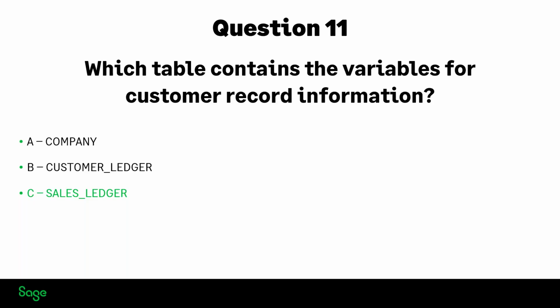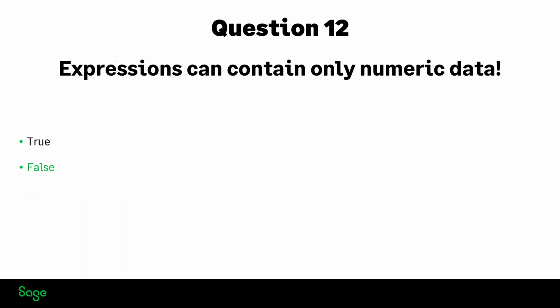So, answer to question 11, which table contains the variables for customer record information? Yes, I did make up option B, the table called customer ledger. It is sales ledger, which is, I suppose, more traditional accounting language. The report designer in Sage Accounts has been around for a long time now, so there's still a little bit of traditional language in there. So it is sales ledger. Well done if you got that one.